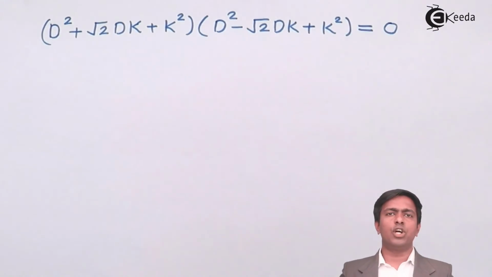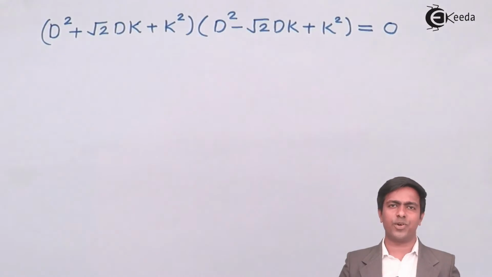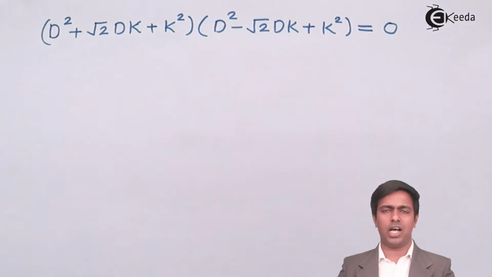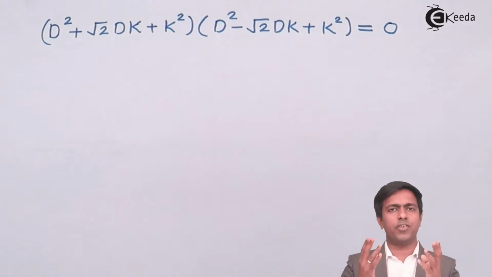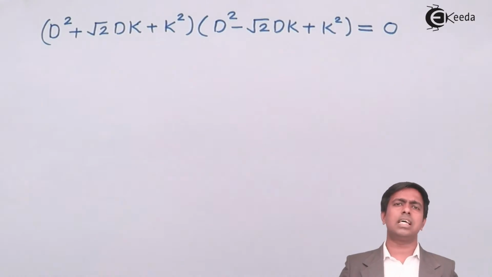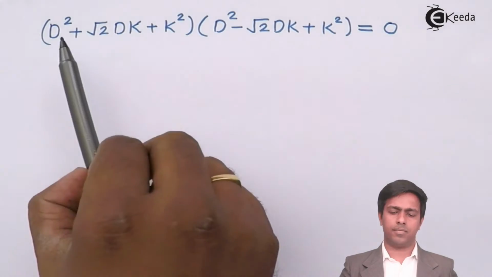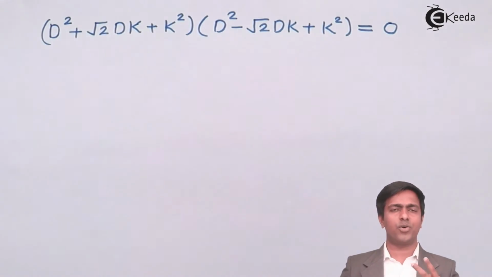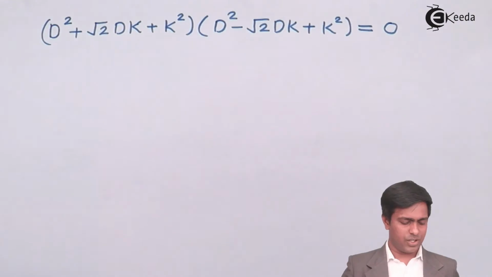so here we got two different differential equations. For the first differential equation we'll get two roots, and for the other equation we'll get two roots. So it means we'll get a total of four roots. Now let's start with the solution. So what I'll do is, I'll take this first equation and we'll find out the first two roots.